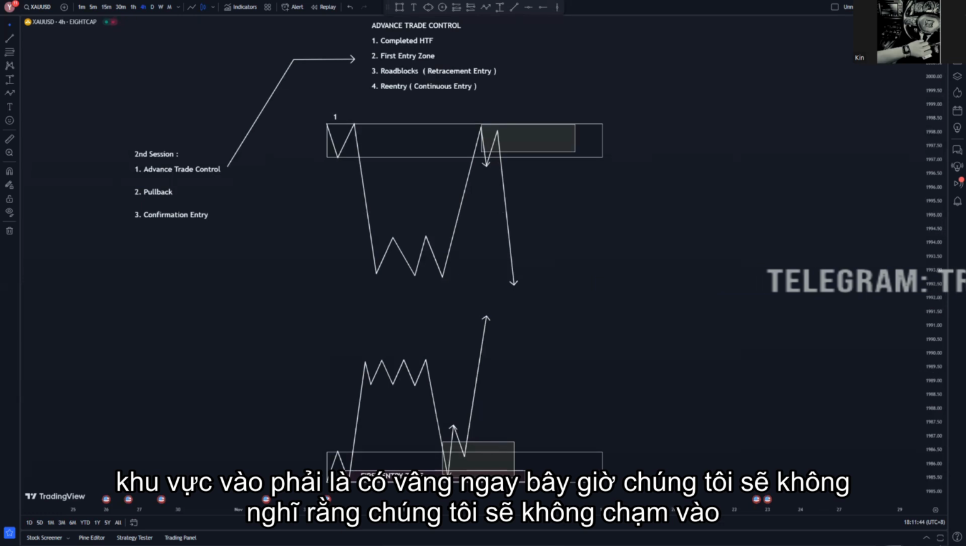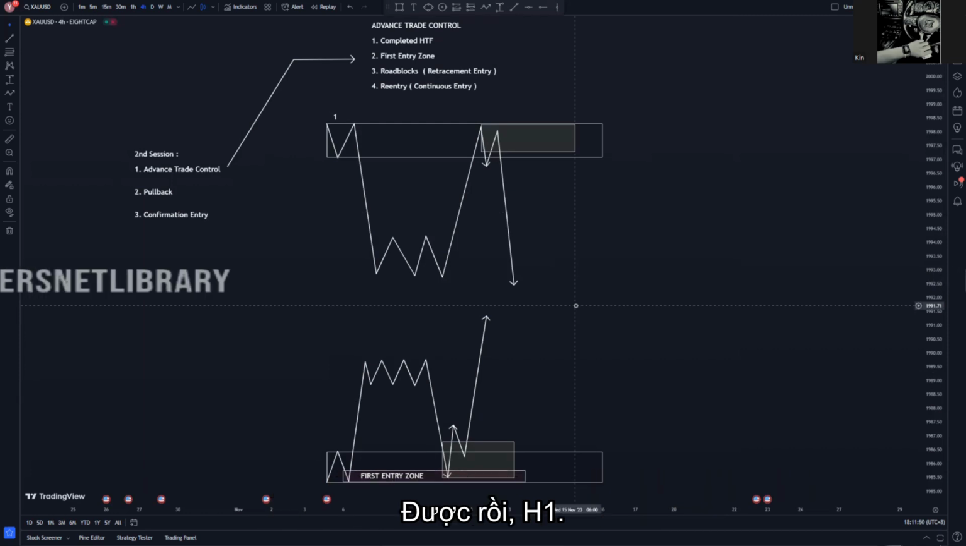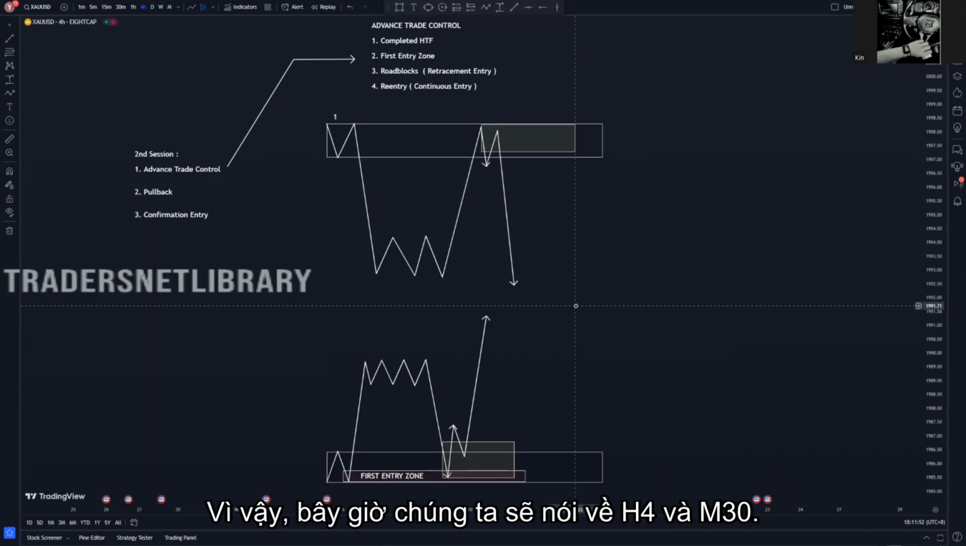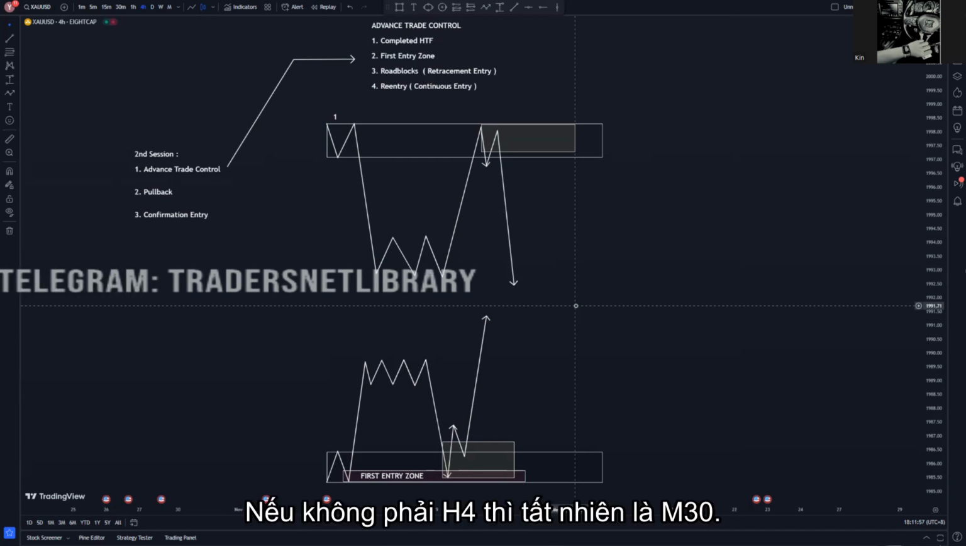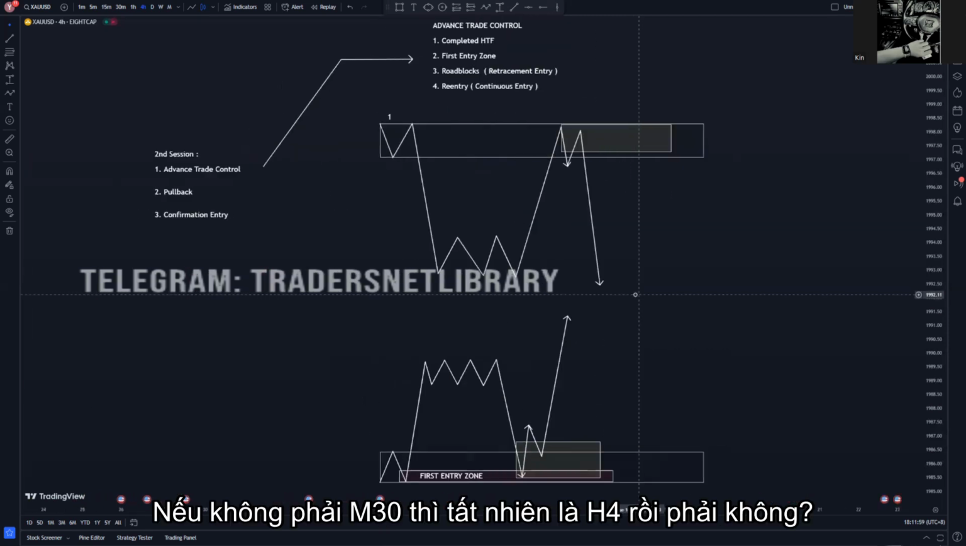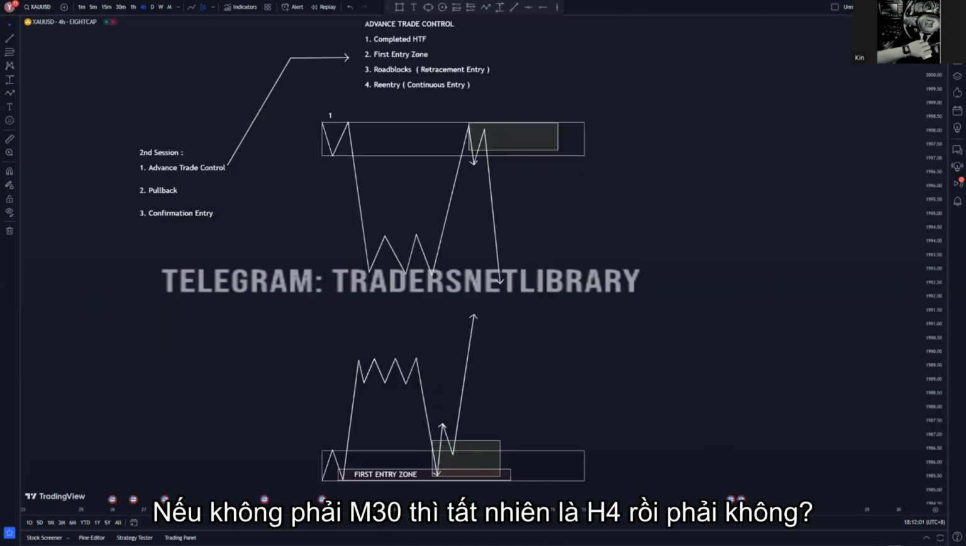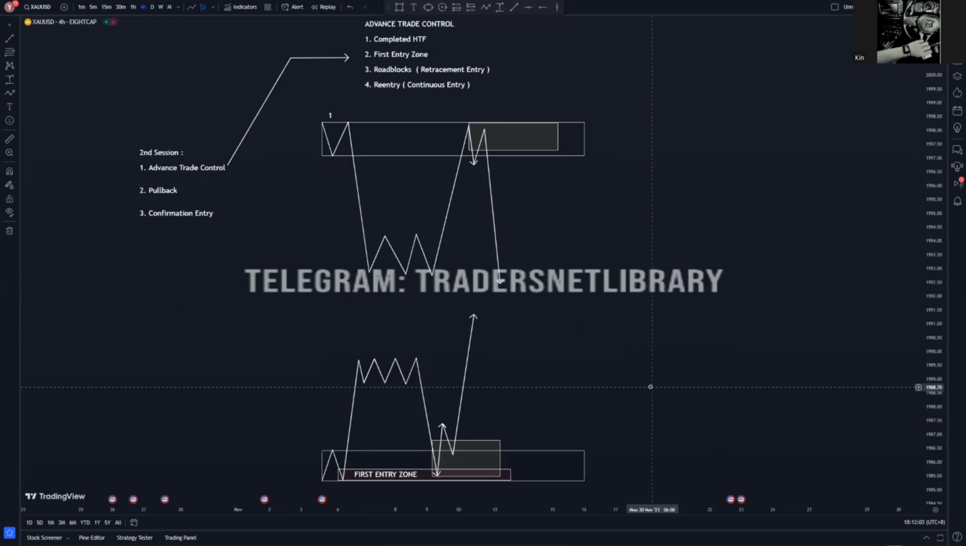First entry zone should be, yes. Right now, we're not going to touch the H1. Right now, we're going to talk about the H4 and M30. That's all. If not H4, of course M30. If not M30, of course H4. All right, good question.